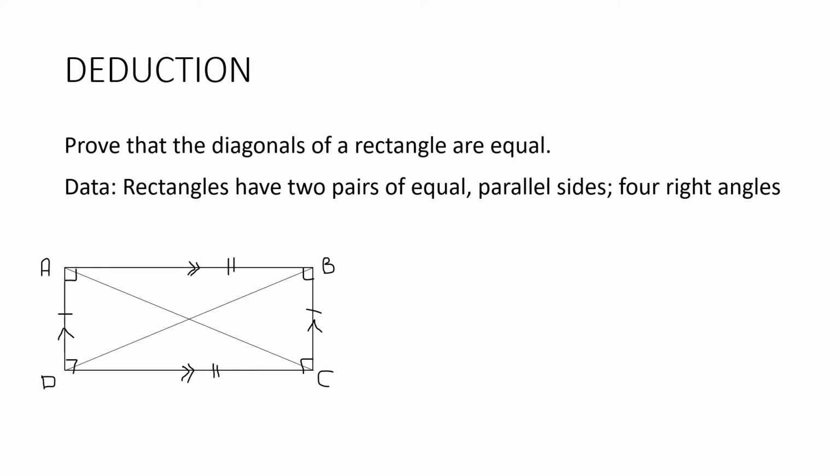So what we actually want to do here is prove that BD is equal to AC, and I'm going to make that my required to prove statement. Now to do it, I'm going to do congruent triangles. So I want to prove this triangle here is congruent to this one here. So what have we got?